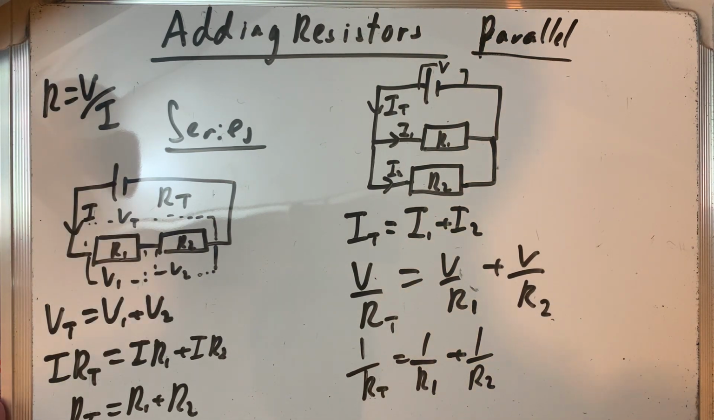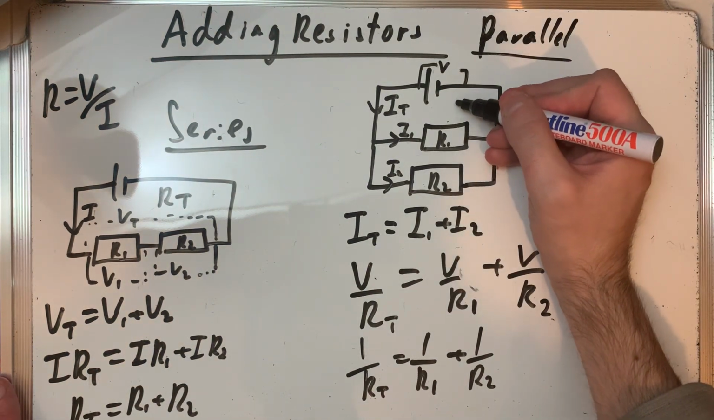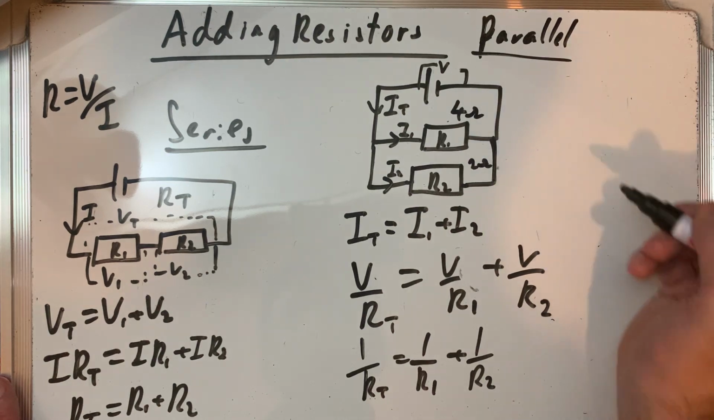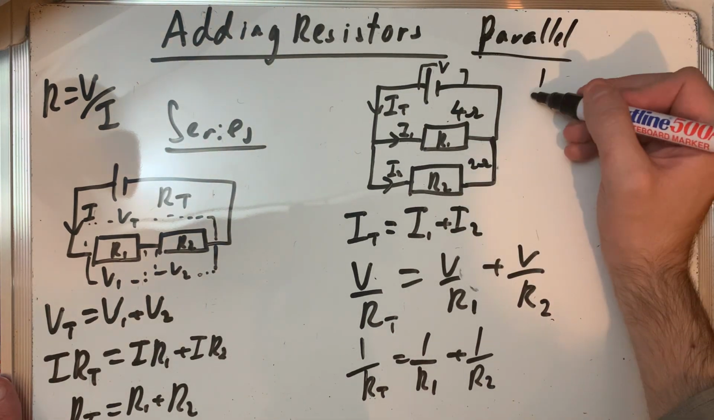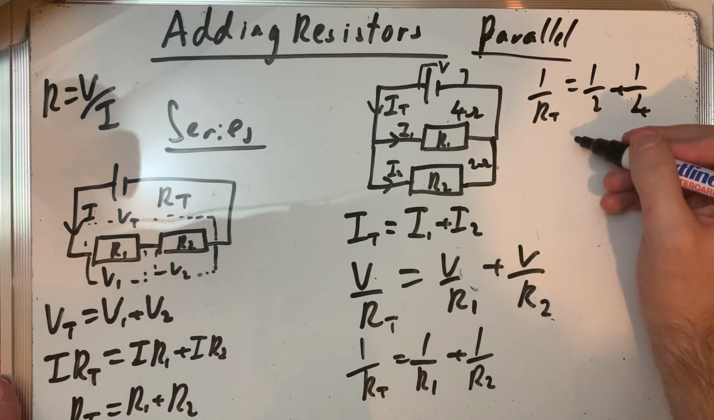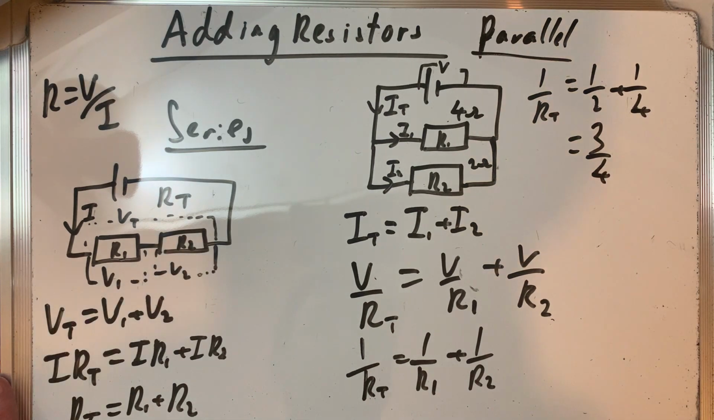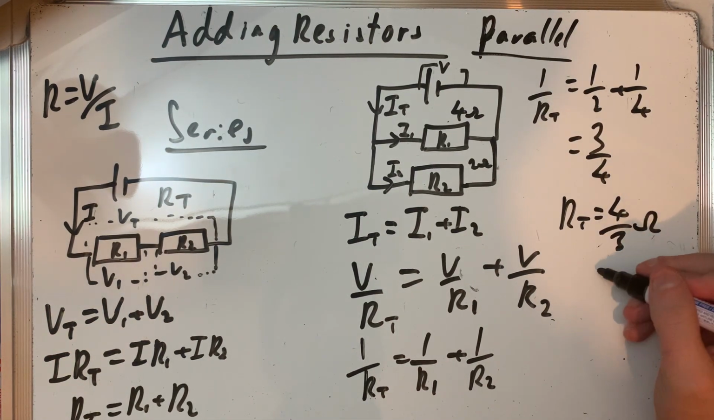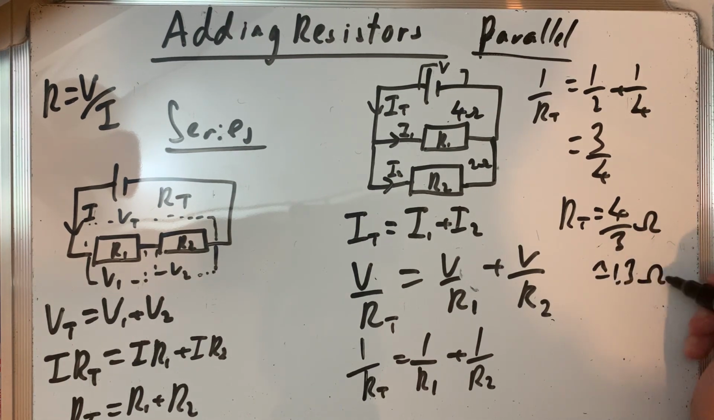So, not as obvious now. Let's do one quick example. Let's suppose this is 4 and this is 2. What's the combined resistance? Well, 1 over that is 1 over 2 plus 1 over 4. That's 3 over 4. Tempting to put that as our answer, but of course it isn't. That's 1 over the answer. So RT is 4/3 of an ohm, so about 1.3 ohms. That might be about what you expected.